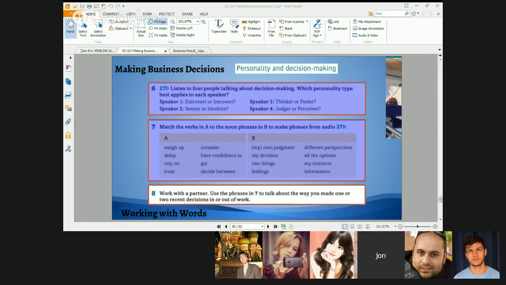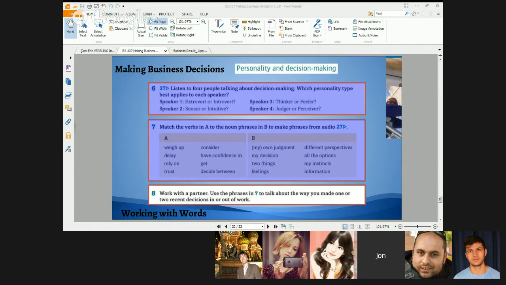Well, tell me something, Andre. Can you talk about the way you made an important decision recently at work using one or more of those expressions in the box in 7? It could be a big decision or a little decision. The important thing is that you try to use that vocabulary. Recently, I didn't make an important decision. Maybe I only make a little decision, because I don't have a chief or superior. You don't have a boss? No, I have a lot of bosses. Oh, you have a lot of bosses.